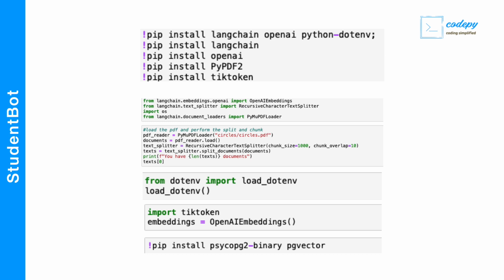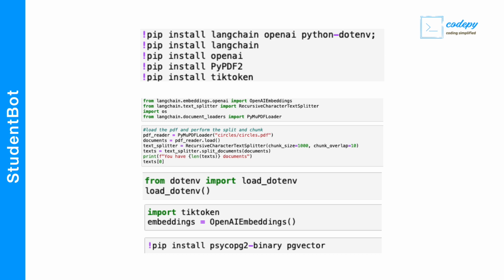Finally, you execute load_dotenv, because when you have a .env file, you keep your OpenAI API key there. LangChain will read that API key. So now if you see the PDF reader, PyMuPDF loader, circles is the folder, and circles.pdf is nothing but a lesson or one of the chapters we are loading here. Document equals PDF reader load. Text splitter, recursive character text splitter: we define a chunk size, which is how many characters are to be part of each segment we break down from the entire document.